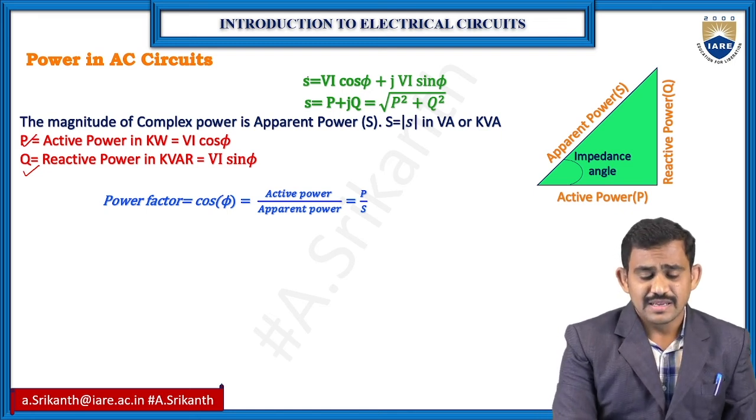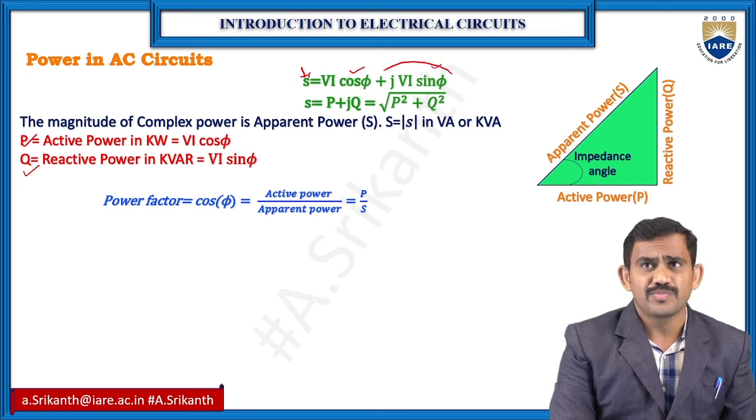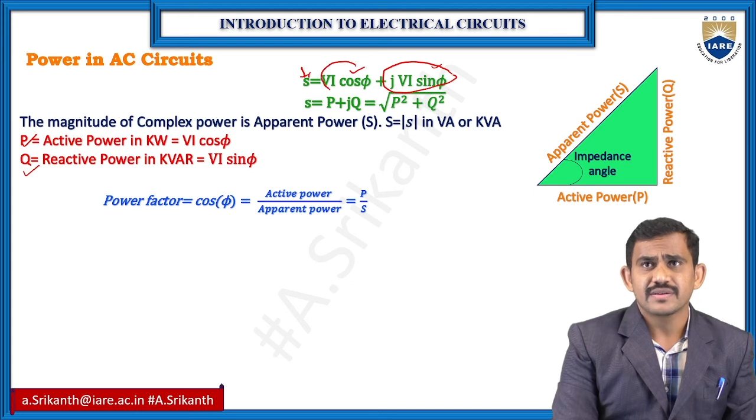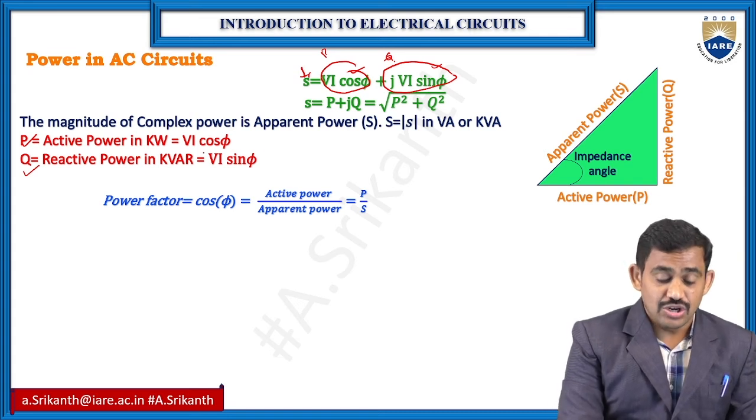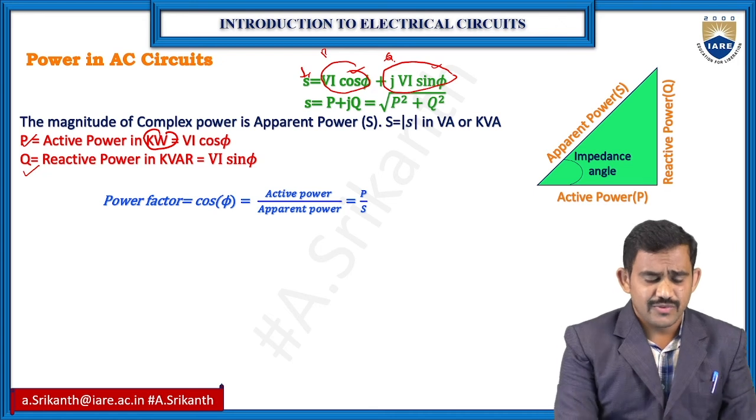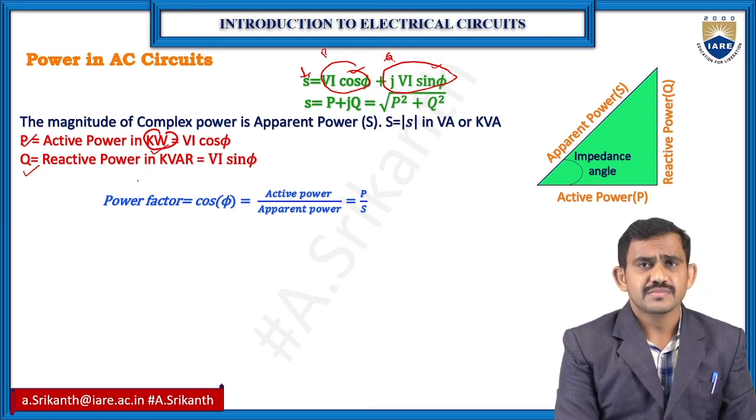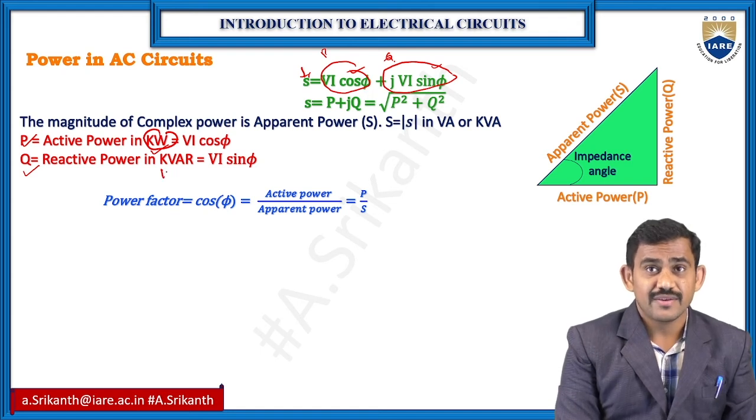And your apparent power is VI, with VI cos theta as your real power and VI sin theta as your reactive power. Real power units are kilowatts. You can see this in your bills also: in your bill we have some units, and those units are in kilowatts. Reactive power units are kVAR.